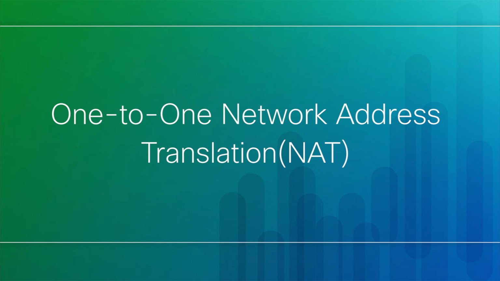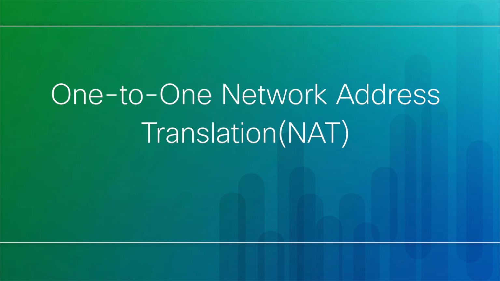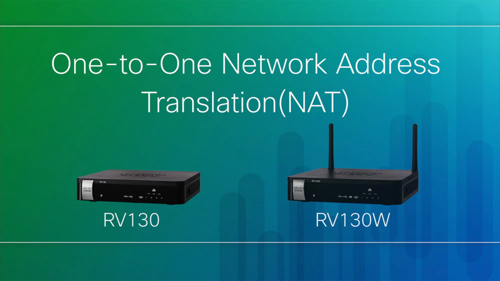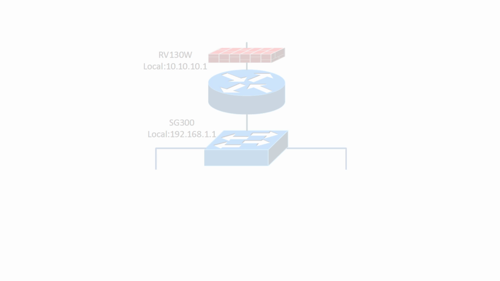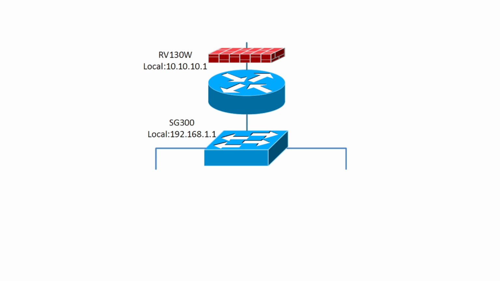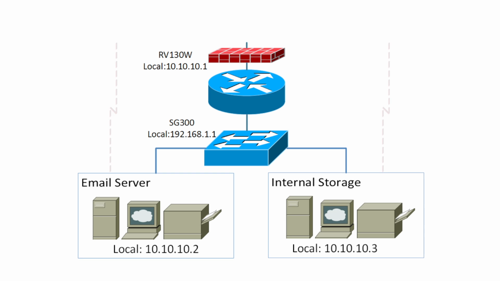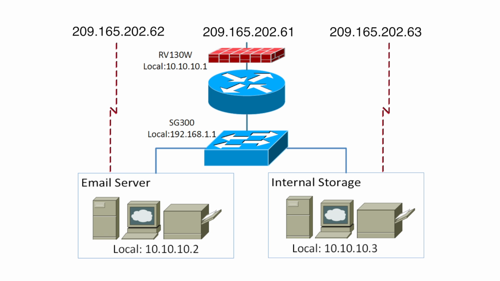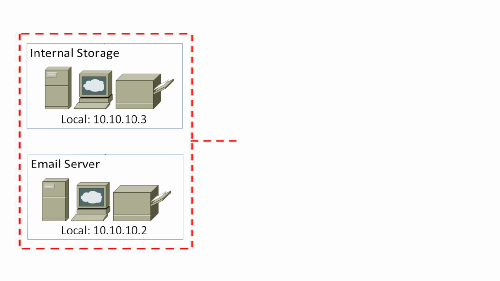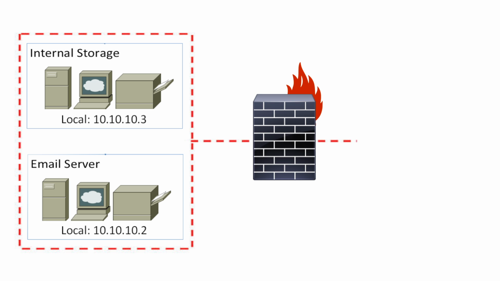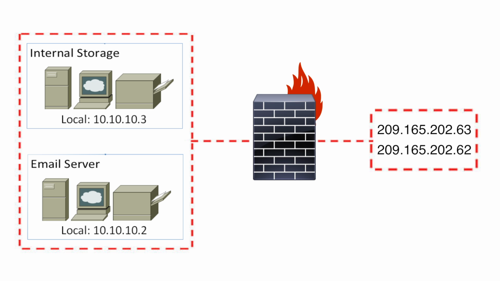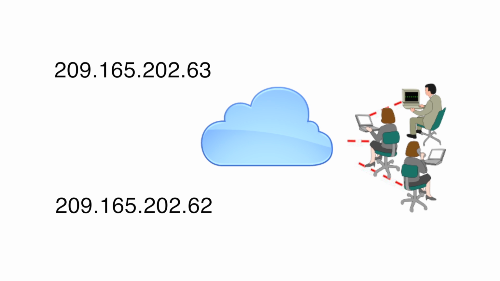Today, I'm going to talk about how to set up a one-to-one NAT on the RV130 and RV130W VPN routers. One-to-one network address translation maps local IP addresses behind your firewall to global IP addresses. Systems configured with private IP addresses behind a firewall may appear to have public IP addresses. As a result, they can become visible to external networks and available for inbound connections.